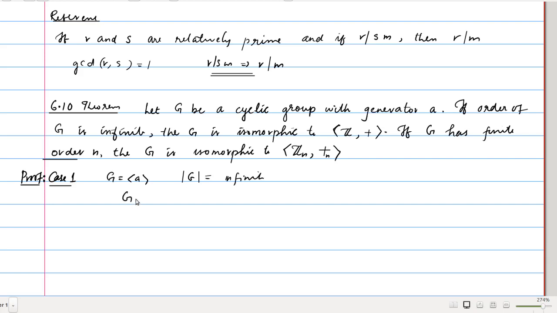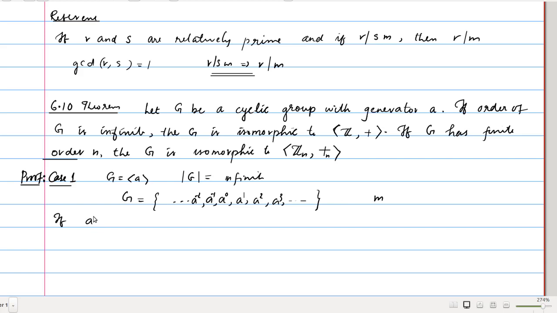Since G is cyclic, and A is the generator, G consists of the elements A square, A cube, etc., A minus 1, A minus 2, and so on. But we know that these elements are not distinct. Okay, they are all distinct, because whenever these elements are not distinct, we can get an M.